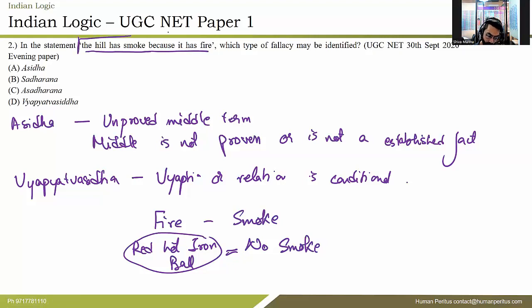Similarly, this particular statement has the exact same thing. The hill has smoke because it has fire. So there is a condition. Why is there smoke? Because there is fire, right? So there is a conditional basis to it. Therefore, the answer is Vyapyatvasiddha.